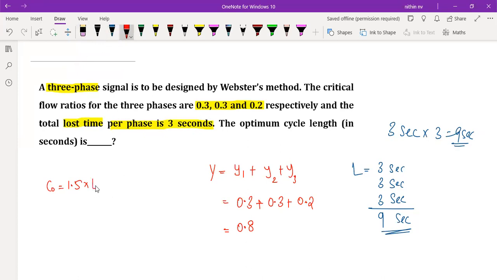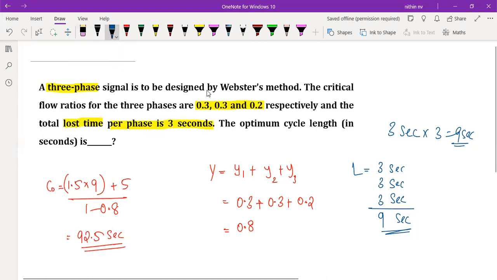So 1.5 into 9, this is what you need to do first. Then 5 divided by 1 minus 0.8. So just solve it. Let me solve it also. 1.5 into 9 plus 5 divided by 0.2 we will be getting. So 92.5 will be the answer. That's it. Understood? So always check what is the number of phases.